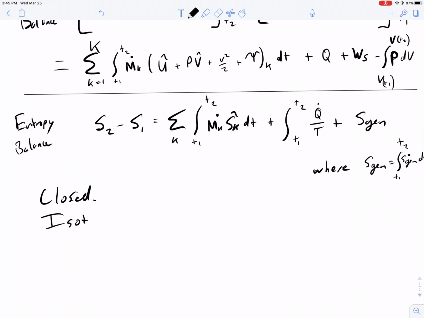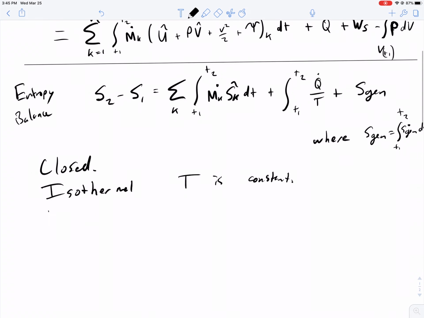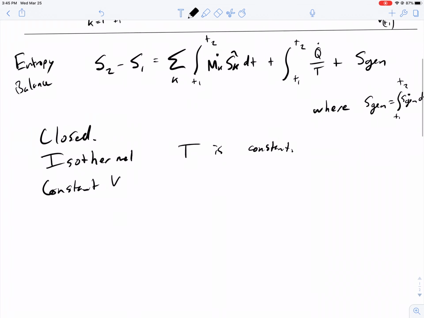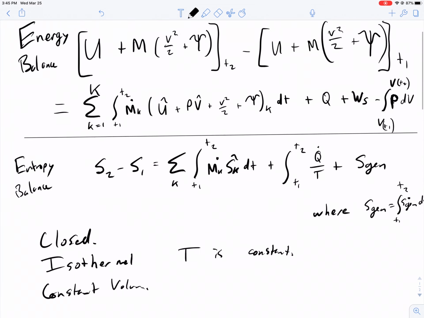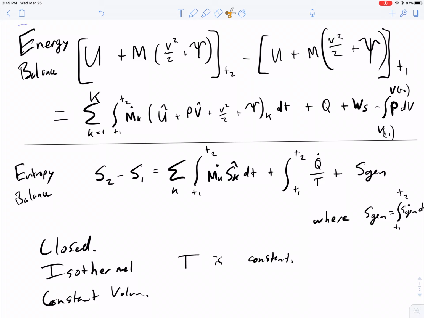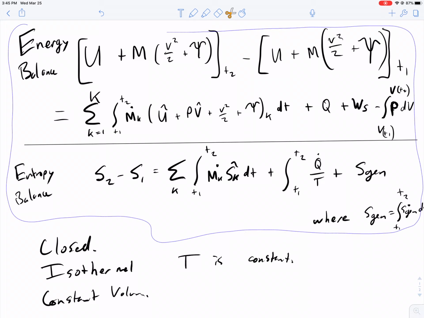isothermal, which means that T is constant, and also a constant volume. So if that's the case, what we're going to do is we're going to cheat here. We're going to copy and paste these equations and then cross a bunch of stuff out down below.